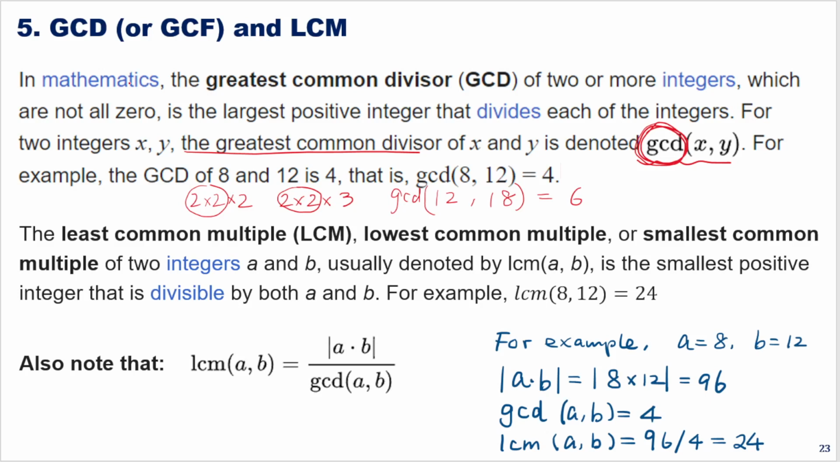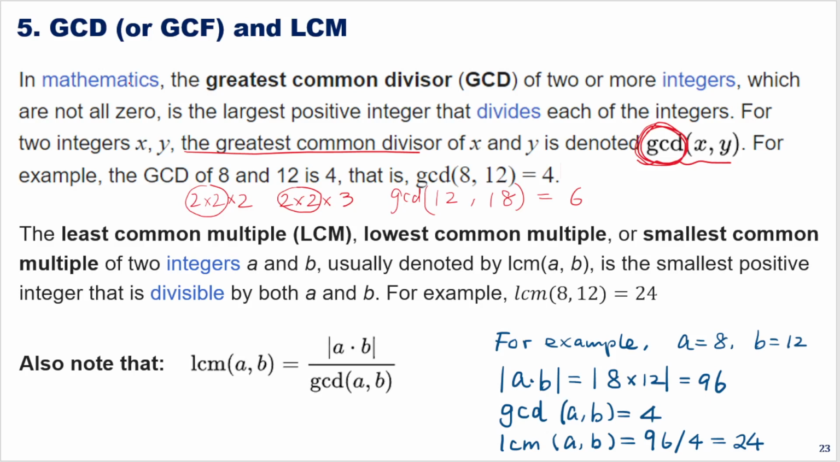And the least common multiple, on the other hand, also called the lowest common multiple or smallest common multiple, of two integers a and b, usually denoted by LCM(a, b), is the smallest possible integer that is divisible by both a and b. For example, LCM of 8 and 12 equals 24. Are you clear with the concept now?